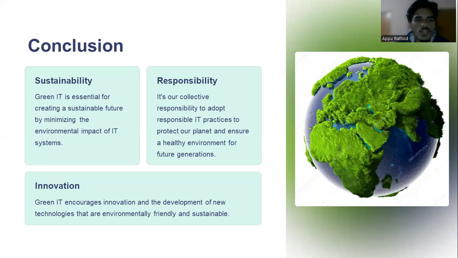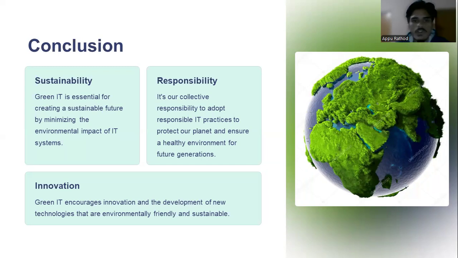So what have we studied in this presentation? Sustainability and responsibility, advantages, disadvantages, how green IT impacts the environment, and what the solutions are. Sustainability means green IT is essential for creating a sustainable future by minimizing the environmental impact of IT systems.